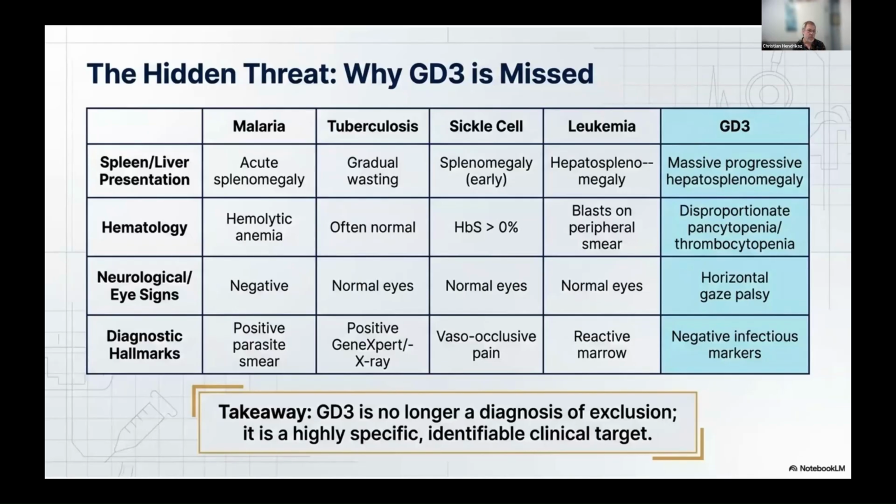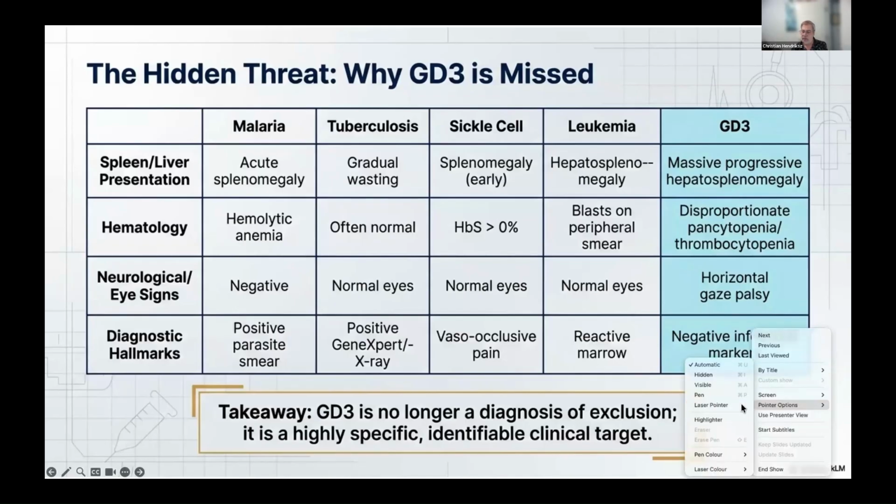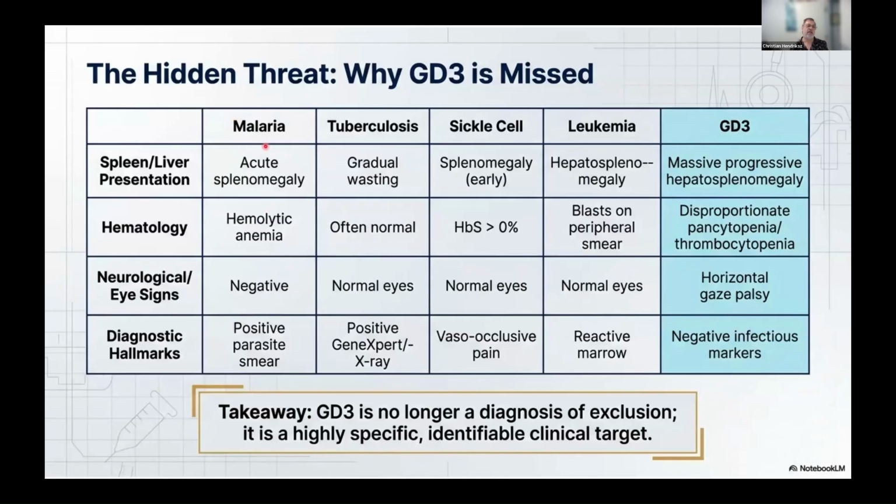So if you work from the top down, for malaria, you get an acute splenomegaly, usually. You've got a hemolytic anemia. Your neurological signs are usually negative, and you get a positive parasite smear. When you then look at tuberculosis or TB, you see it's a gradual wasting and a slower process. Hematology is often normal in the beginning, normal eye movements, and then you tend to do a GeneXpert or an X-ray to get most of the tests done.